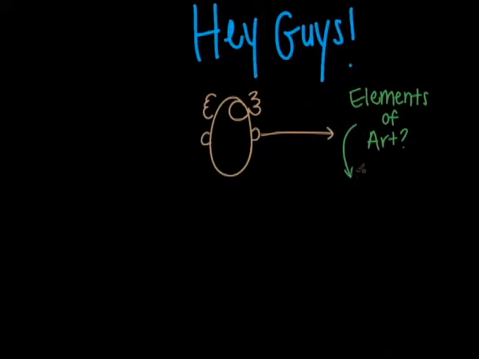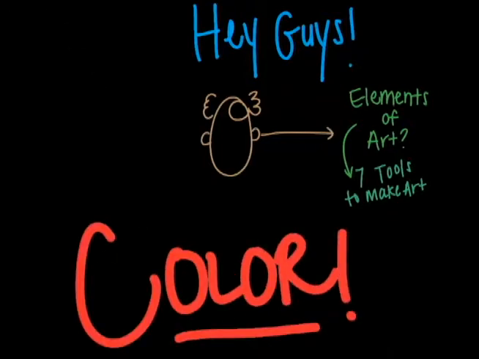Guys, have you heard of the elements of art? Well, the elements of art are 7 different elements that help us make our art. They're kind of like tools that we use to make really nice work. My personal favorite is color, and that's what we're going to talk about today.